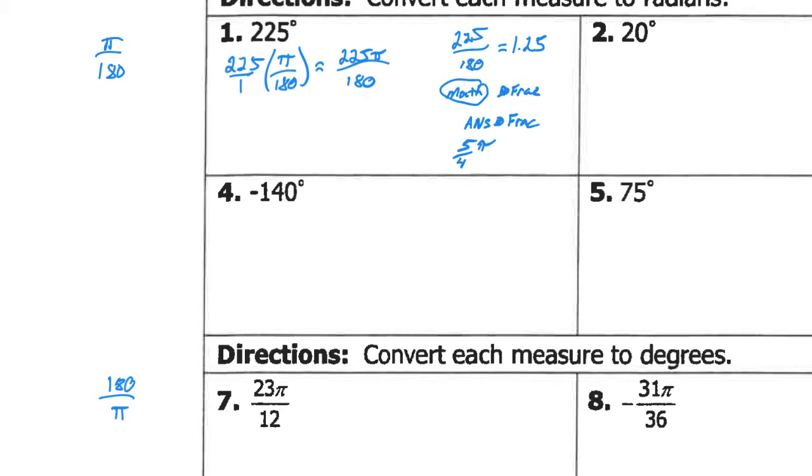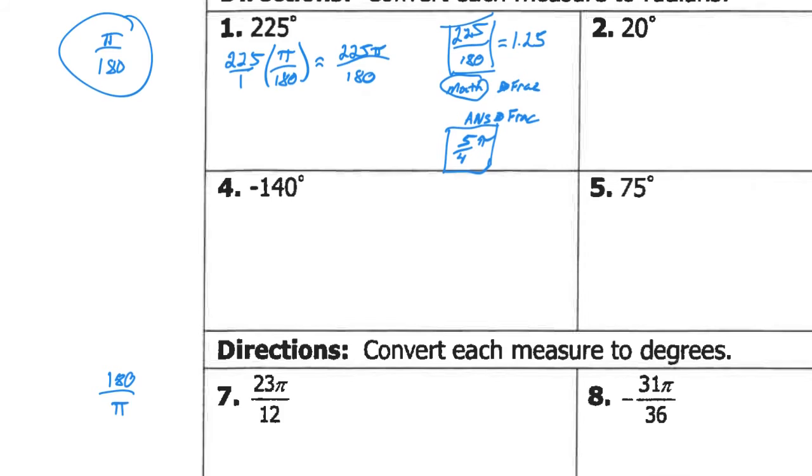If you're using the calculator, don't put the pi in. See how I didn't put the pi in that fraction. Otherwise, you'll just get a decimal answer with the pi included. You want the fraction answer, and then put the pi on yourself. So for all of this first group, you're multiplying by pi over 180 and switching into radians. So this would be 5 pi over 4 radians.